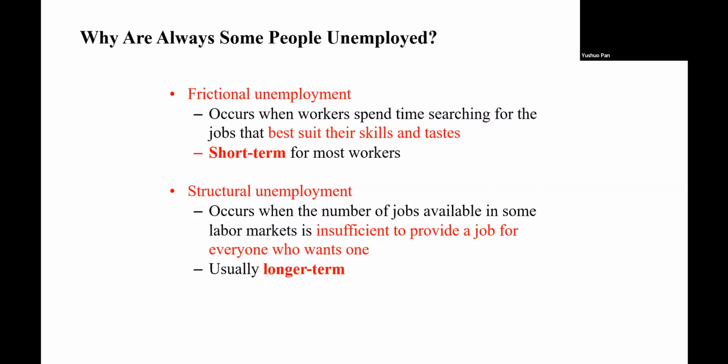Temporary unemployment is frictional unemployment, and permanent unemployment is structural unemployment. Usually in the long term, if the unemployment rate increases, the natural rate of unemployment will increase. Even when the economy is doing well, you will always see some unemployment, like the natural rate of unemployment in the United States, around 5%. No matter if the economy is good or bad, some unemployment is just there.